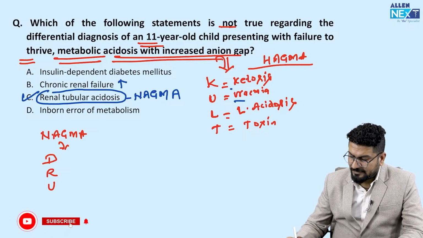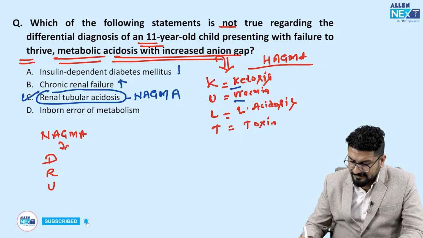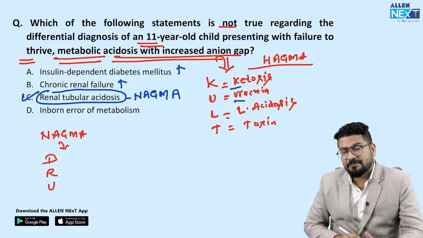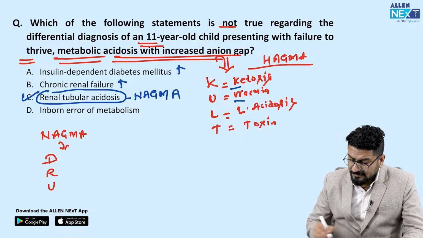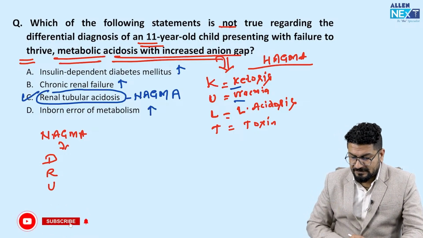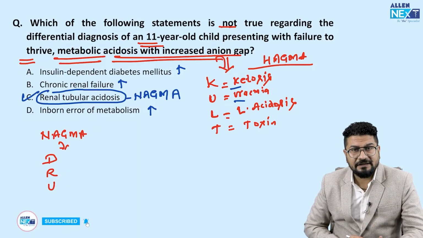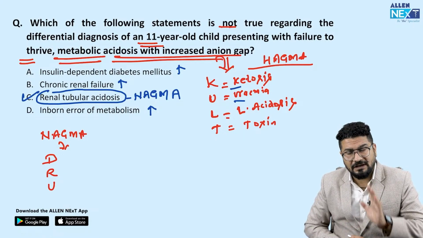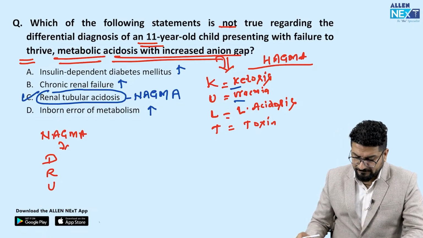Diabetes mellitus can convert into DKA that can have increase in anion gap. Inborn error of metabolism, so many inborn errors of metabolism can produce ketosis or lactic acidosis and that will lead to increase again. So understand this, RTA, whether it is type 1, type 2, type 4, all these RTA will have NAGMA, that is normal anion gap metabolic acidosis, very, very important.